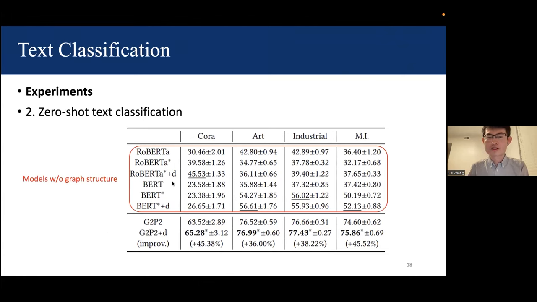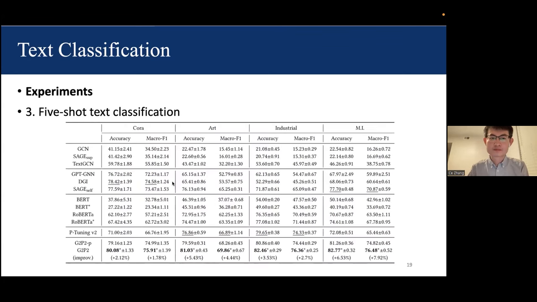And those baseline models mainly deal with text data. They don't have graph structure. So the outperformance here is because the proposed model G2P2 considers both text and graph, so that we say graph indeed brings useful information and improves text classification accuracy. We also look at the performance of five-shot text classification. So similarly, the proposed model G2P2 outperforms baseline models.